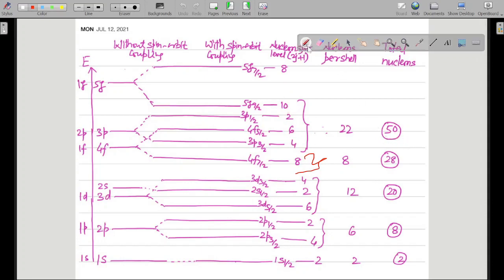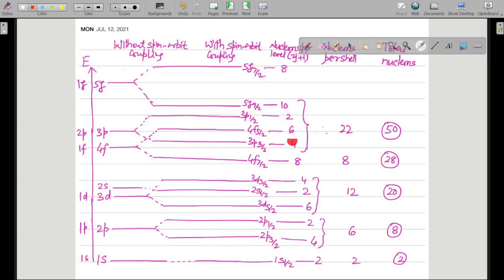Now what is the value of L for G? L is equal to 4 for G. So 4 minus half will be 7 by 2, and 4 plus half will be 9 by 2. According to 2j plus 1, 2 into 9 by 2 plus 1 is 10, and 2 into 7 by 2 plus 1 is 8. Now we have to encounter a magic number. So up to here we have encountered a magic number, and this particular thing will go in the next shell.